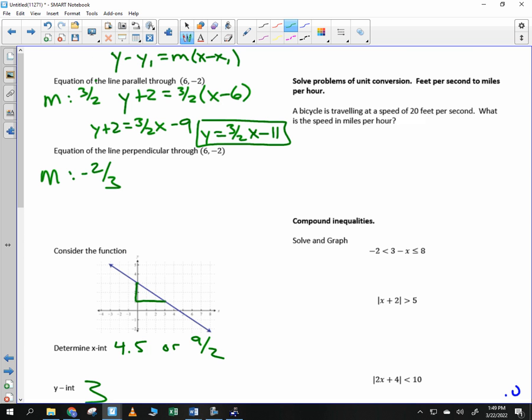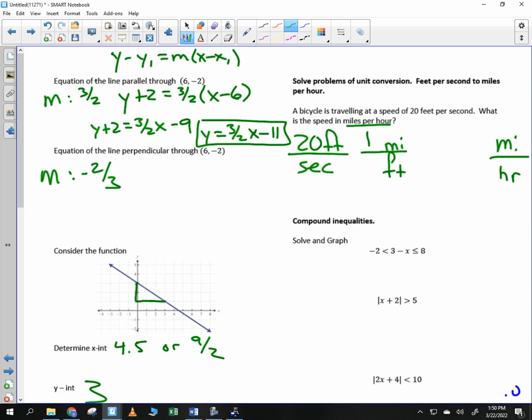All right, let's do something you don't know how to do. Suppose you have to do units of conversion. It says a bicycle is traveling at a speed of 20 feet per second. What is the speed in miles per hour? So you've probably done this in chemistry. Notice that we want to get miles per hour. So I need to get rid of feet and I need to get miles. So I need to divide by feet and I need to multiply by miles. Somebody give me a relationship between miles and feet.